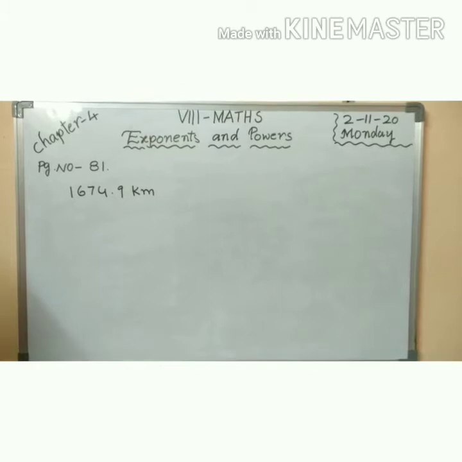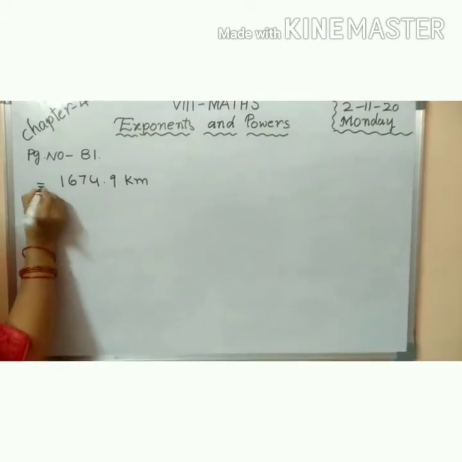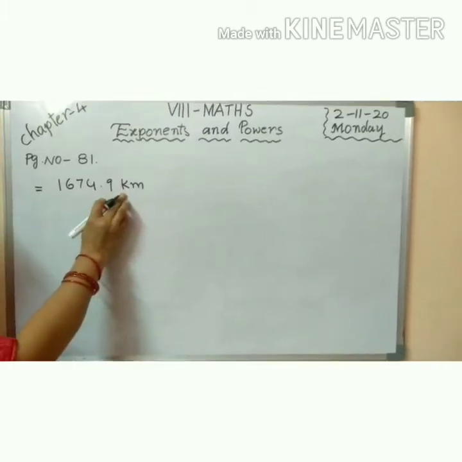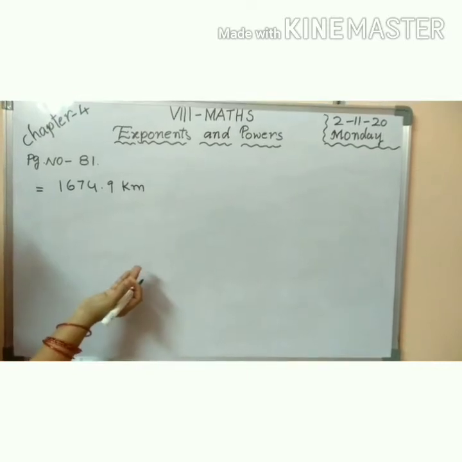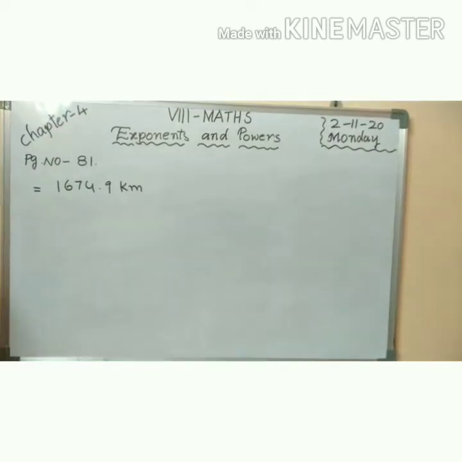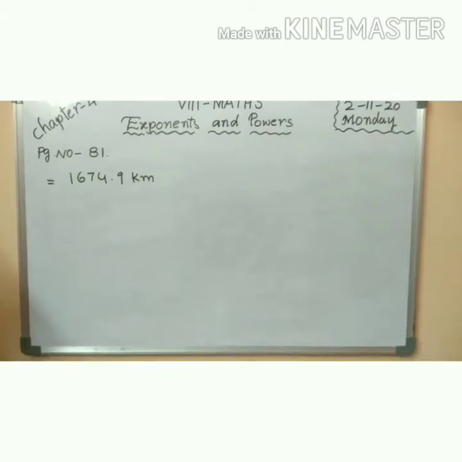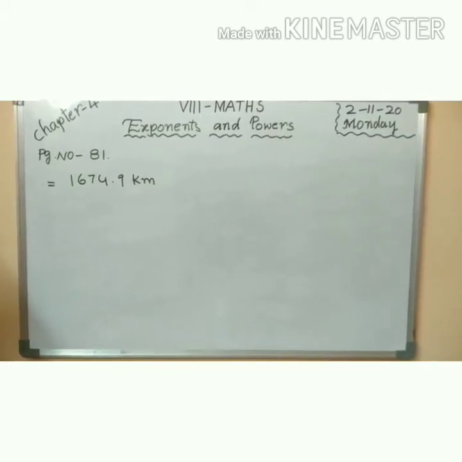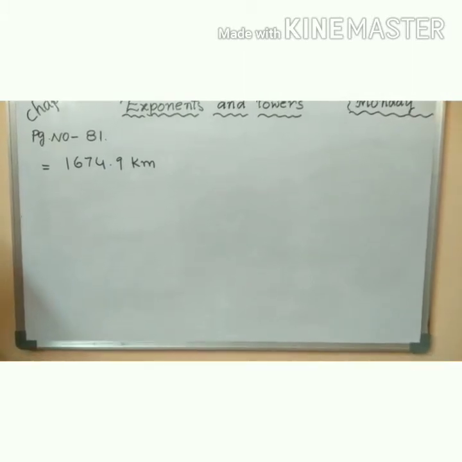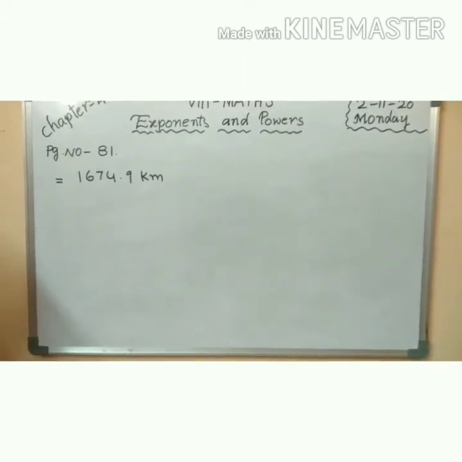Just find the change of meters to centimeters. Okay, did you understand, children? First, as we learned in the previous classes, 1 meter equals how many centimeters, and 1 kilometer equals how many meters. We already learned about this.